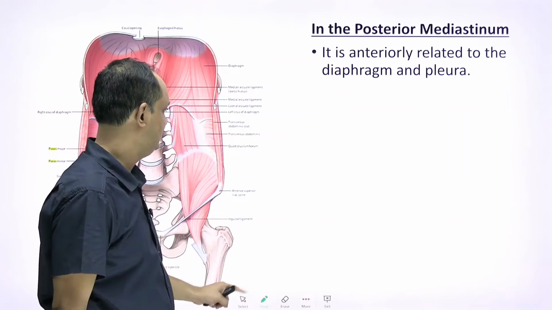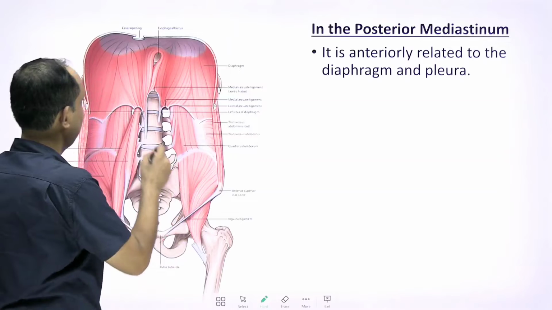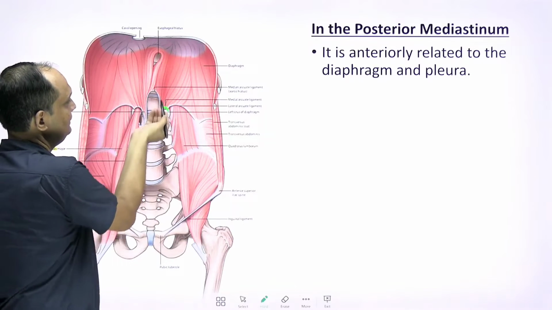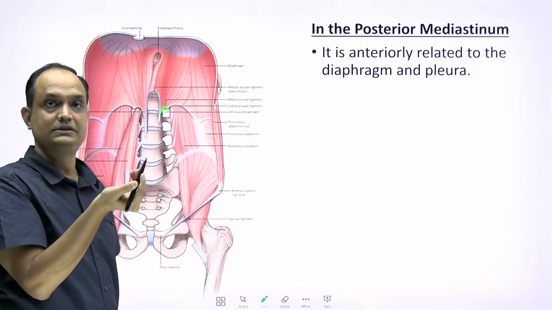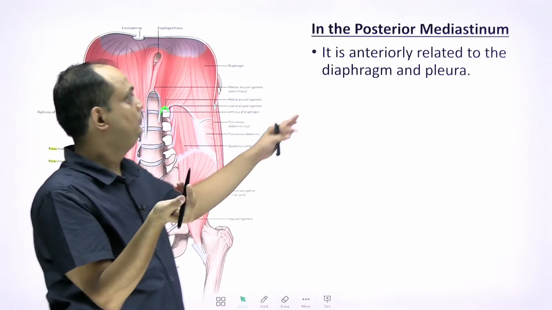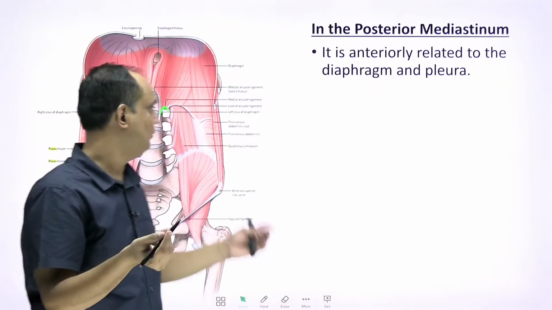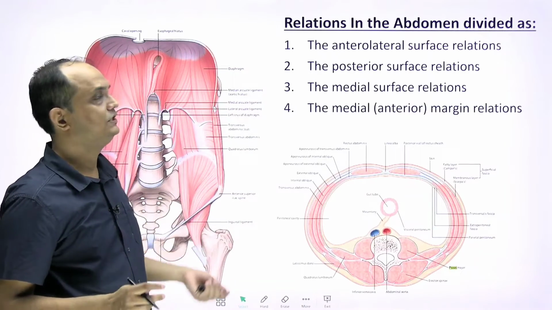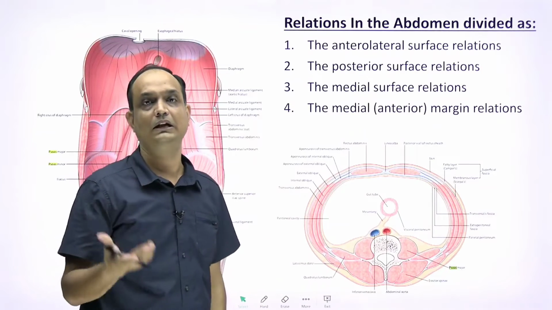Now in the posterior mediastinum you will find that it enters behind the medial arcuate ligament inside the posterior mediastinum. So there you will find the pleura, but obviously anteriorly you will have the diaphragm. Now what are the relations in the abdomen? These are the more commonly asked questions.